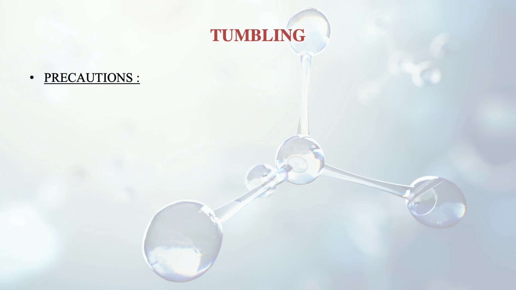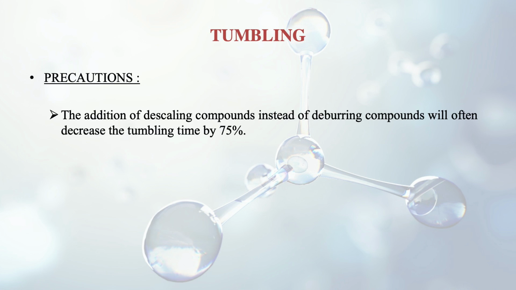And what precaution do we have to take? The addition of descaling compounds instead of deburring compounds will actually help us decrease the tumbling time by 75%. So we have to use descaling compounds instead of deburring compounds. That is one precaution we have to take.